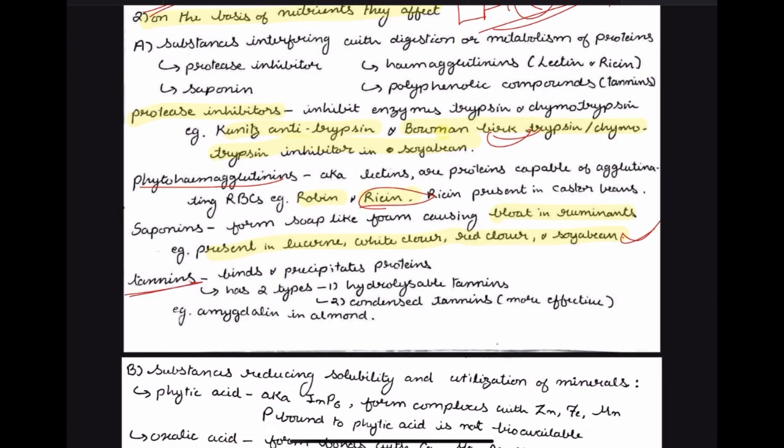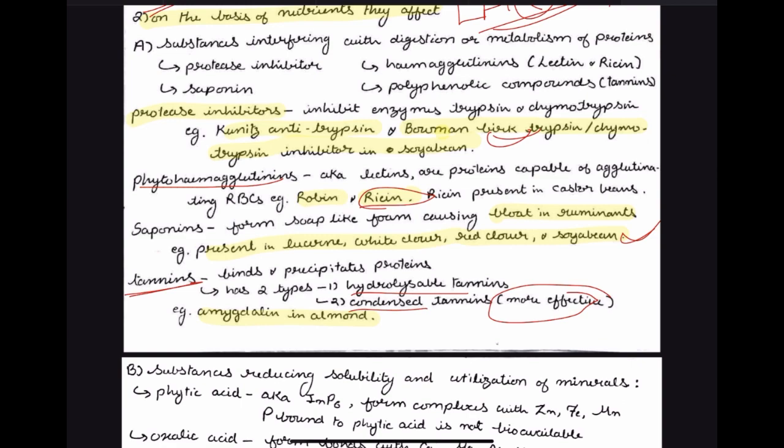Then tannins. They are the substances which bind to the proteins and precipitate them. So basically they lead to decreased absorption of the proteins. There are two types: hydrolyzable tannins and condensed tannins. Condensed tannins are not easily hydrolyzed by the enzymes of the body, so they are more effective at decreasing protein absorption. Examples include amygdalin in bitter almond.